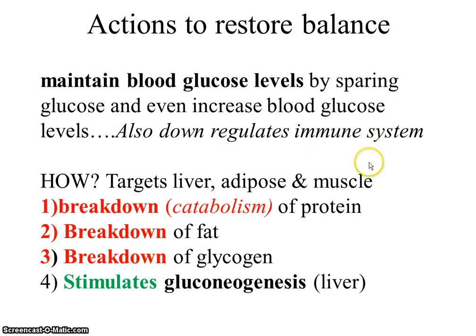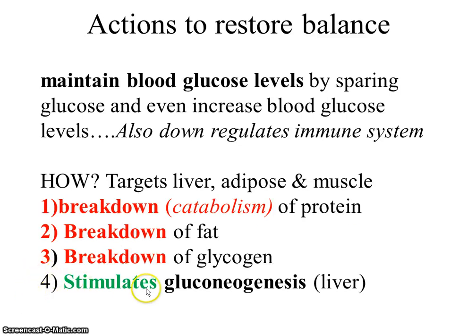So how will we manage this? Well, our targets, if it's a nutrient, are often liver, adipose, and muscle, and that's indeed what we have here. So the breakdowns are in protein, so I can use amino acids for energy, fat, break down fat when cortisol's around, and break down glycogen. So these are really all examples of freeing up energy, ultimately, for the body, because of the physiological state we're in.